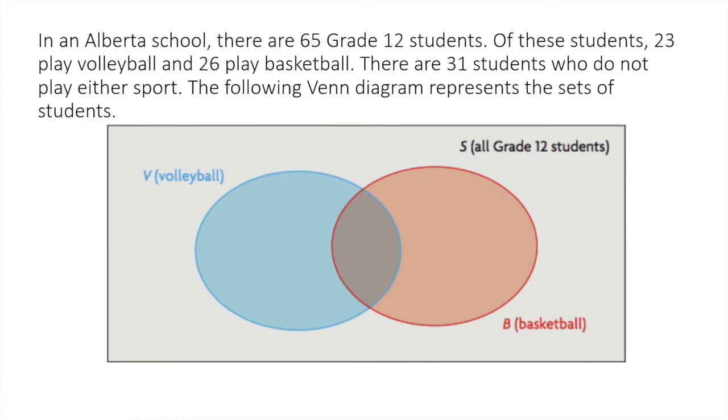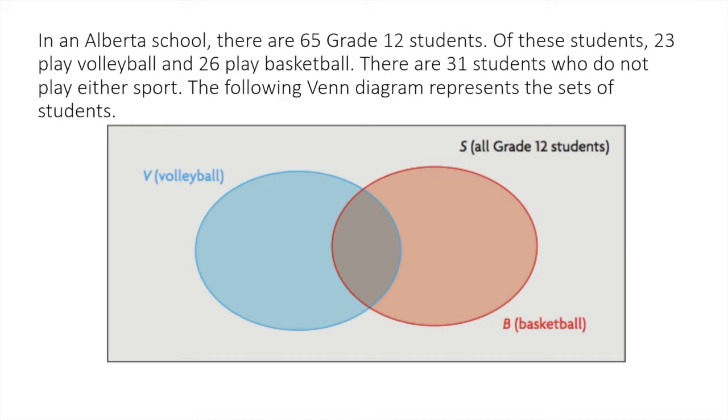And we'll say in an Alberta school, there are 65 grade 12 students. That means that the rectangle, which is always meant to represent the universal set, is representing this full 65 students. And then of these students, 23 play volleyball, 26 play basketball, and there are 31 who do not play either sport. So we're going to have to start understanding the area associated with Venn diagrams and what they represent.